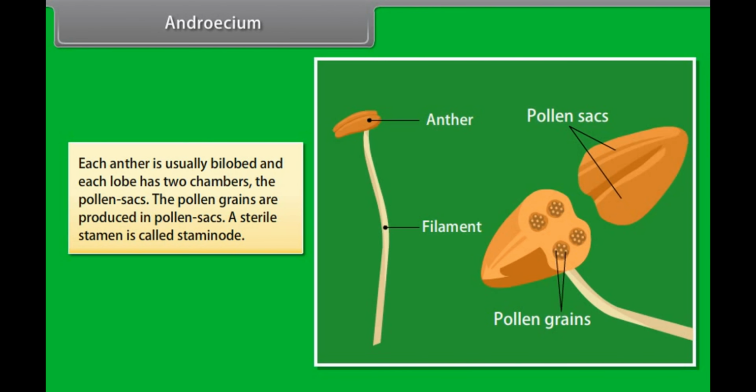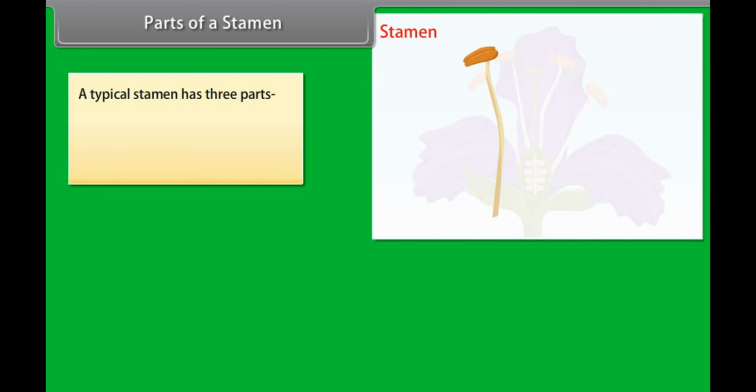Each anther is usually bilobed, and each lobe has 2 chambers, the pollen sacs. The pollen grains are produced in pollen sacs. A sterile stamen is called a staminode. Parts of a stamen. A typical stamen has 3 parts: filament, anther, connective.